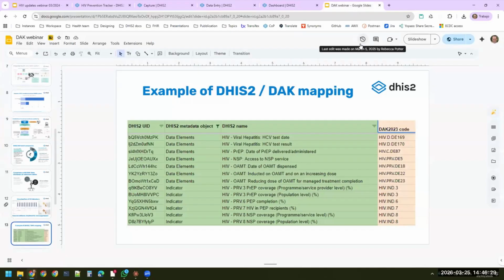I just want to mention as well that both the HIV prevention and HIV case surveillance toolkits have been aligned with the most recent DAC that was published two years ago for HIV, and all the metadata present, data elements, indicators, and option sets have been mapped with the DAC. And the DAC was extremely useful and informative for the production of the different indicators in the DHIS2 system. Thank you very much.